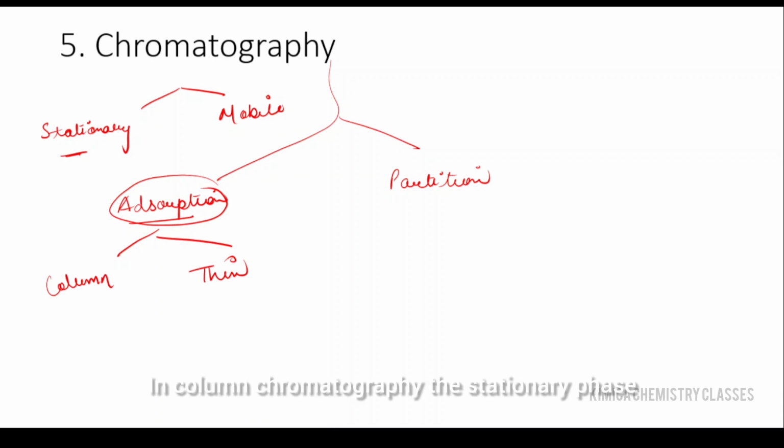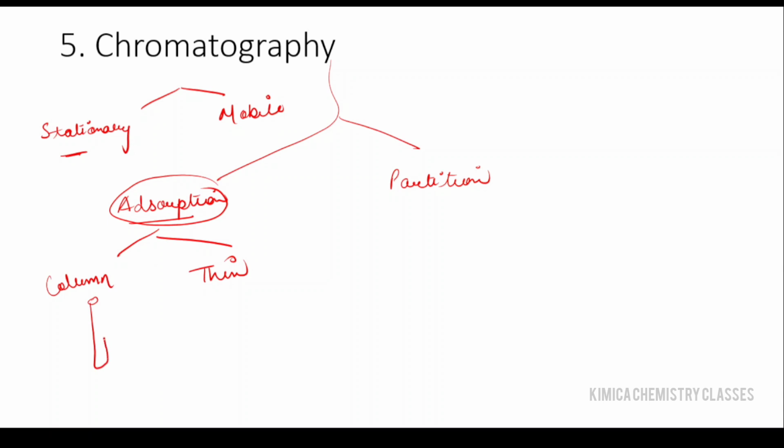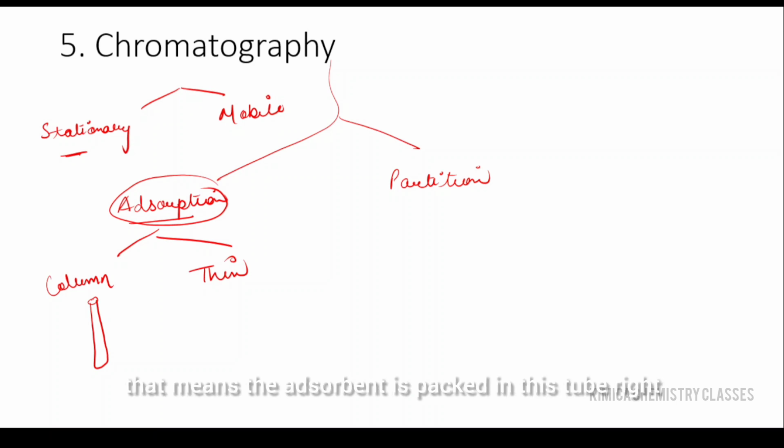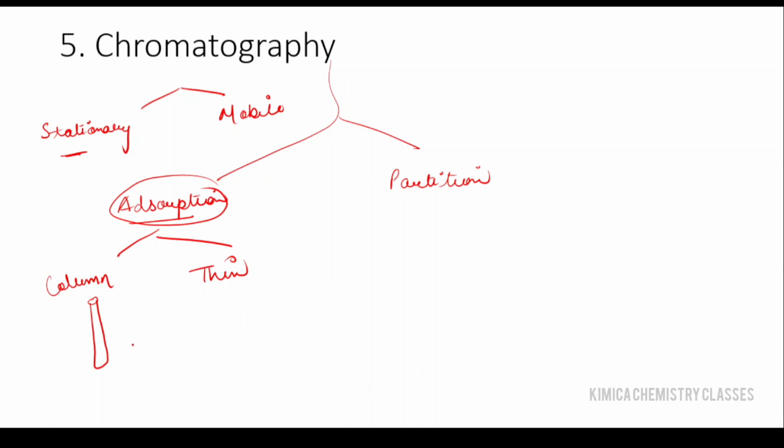In column chromatography, the stationary phase is packed into a vertical glass tube like this. This is a tube, right? So in this column, what happens? The stationary phase, that means the adsorbent, is packed in this tube, into a vertical glass tube like a column. The mixture to be separated is applied to the top. This funnel is attached here. So the mixture is added from the top.